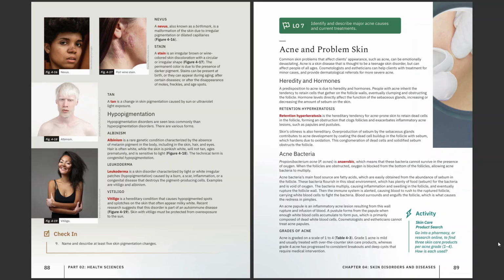Vitiligo is a hereditary condition that causes hypopigmented spots and splotches on the skin that often appear milky white. Recent research suggests that this disorder is part of an autoimmune disease. Figure 4-19. Skin with vitiligo must be protected from overexposure to the sun. Check in. Name and describe at least 5 skin pigmentation changes.